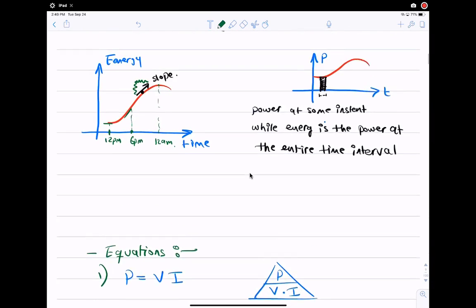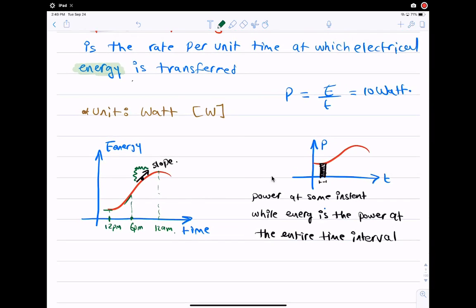Now let's look at the graphs. If I have the power time graph, then at some instant the reading would be the power. Here I wrote a note: power at some instant, while energy is the power over the entire time interval. So all of this is the energy, which is over time, power times time.